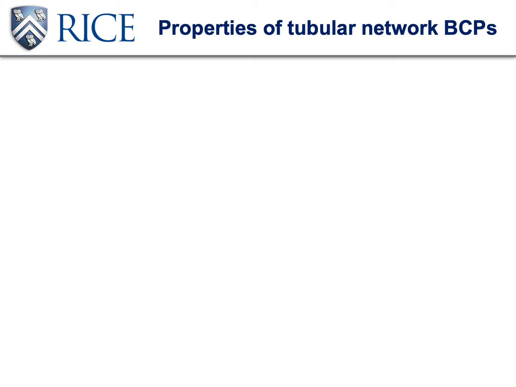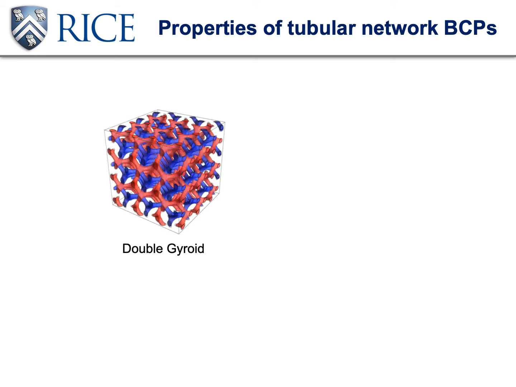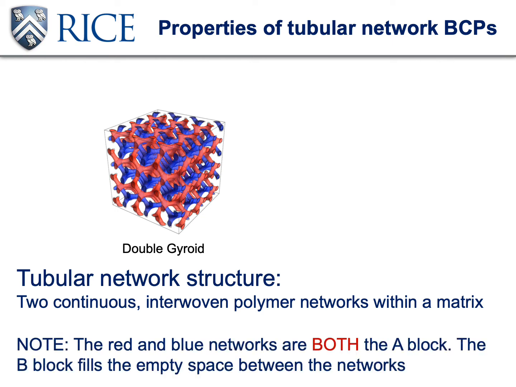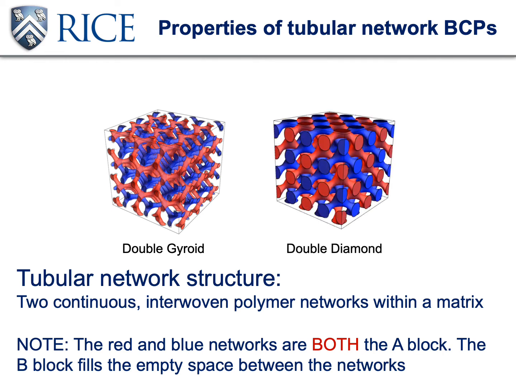Now let's go back to the double gyroid, our work's primary focus. This structure is an example of a tubular network structure. These structures consist of two intertwined networks of one polymer inside a matrix of a second polymer, shown here as the empty space between the networks. The two most common tubular network structures are the double gyroid and the double diamond structure.